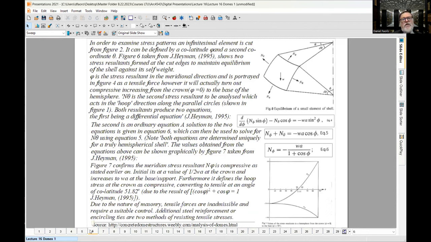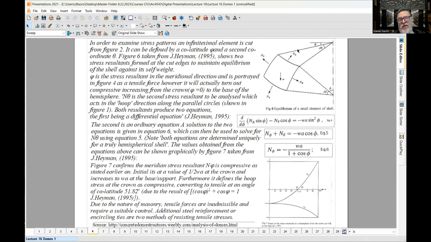In order to examine stress patterns, we would say what's called an infinitesimal element. Most theory explanations that are given in structures are based on some infinitely small element. So it's not a particle, it's not a molecule, but it's considered a very small element that makes up the materials and the conditions of the structure itself.